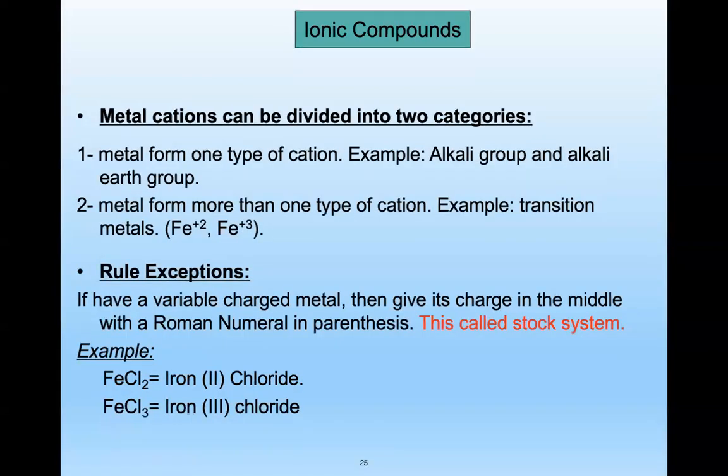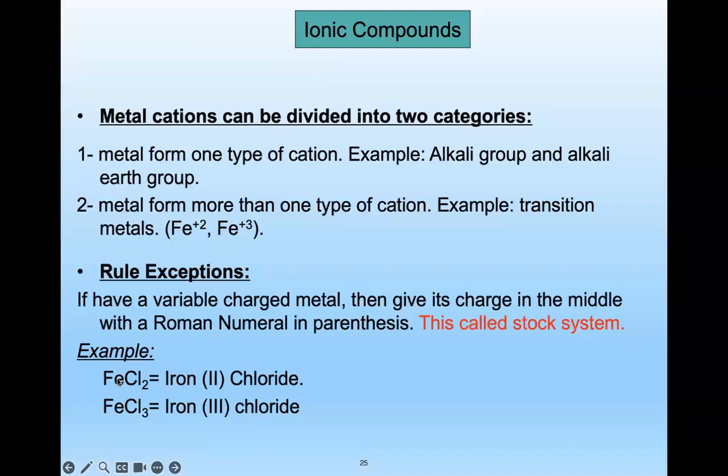What about here? Metal cation. Now it is tricky. The metal can have 2 types. It happens like metal iron, right? It can be ferrous, it can be ferric, 2 positive or 3 positive. So these are exceptions, like ferrous chloride, ferric chloride. And in order to avoid confusion, we call it iron 2 chloride, iron 3 chloride.